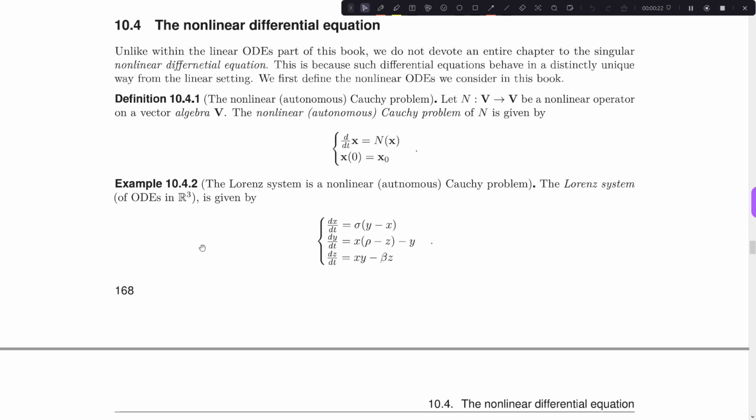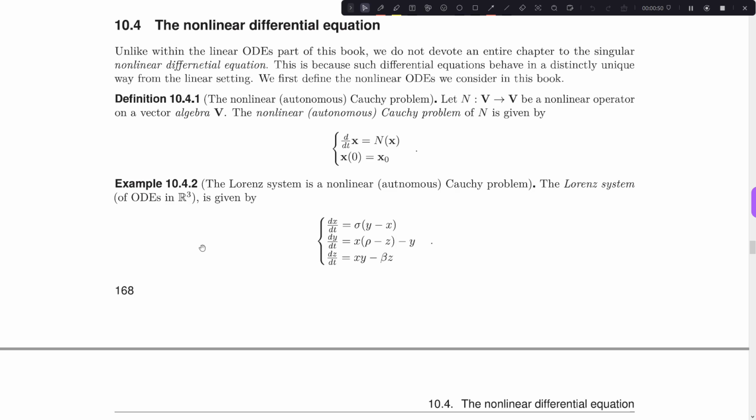Okay, welcome back, and welcome to one more day this week in nonlinear differential equations. We're moving on to section 10.4, which just introduces the nonlinear differential equation, kind of in a slightly abstract setting. Similar with those Cauchy problems like we had for the linear differential equation. Unfortunately, we don't know how to solve these anywhere close to as well as we did with the linear cases.